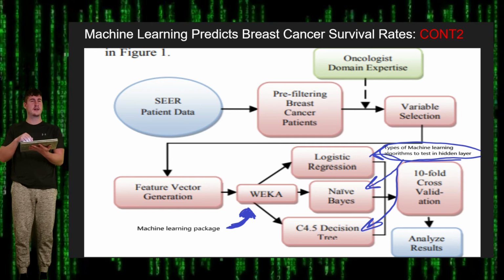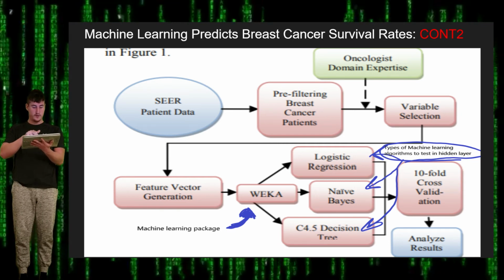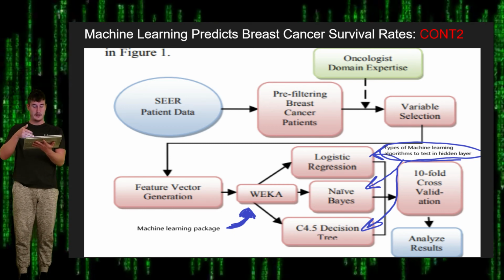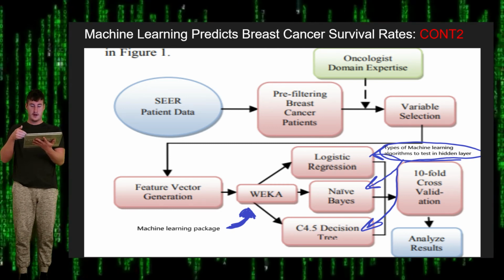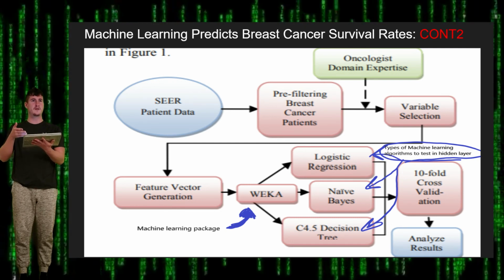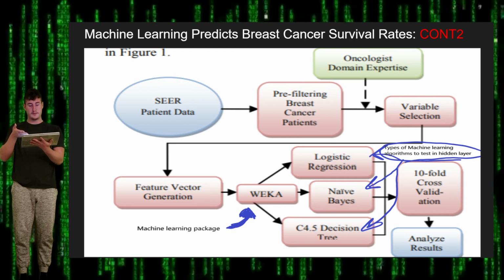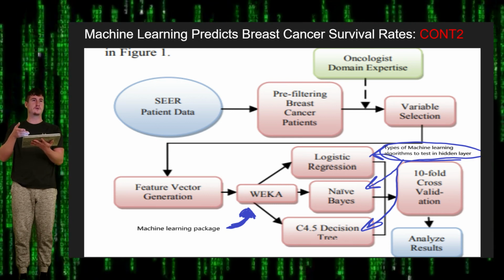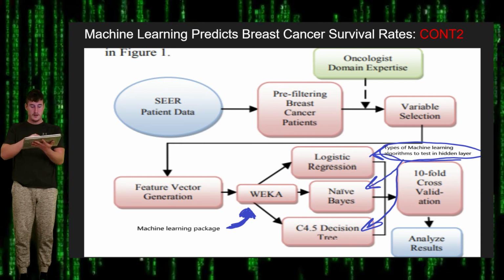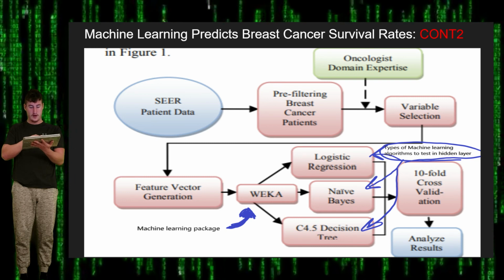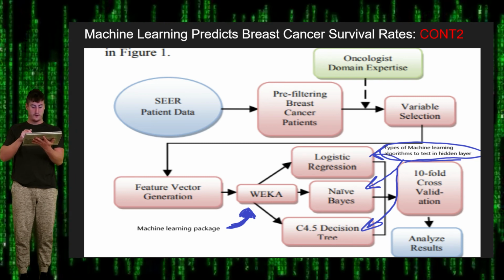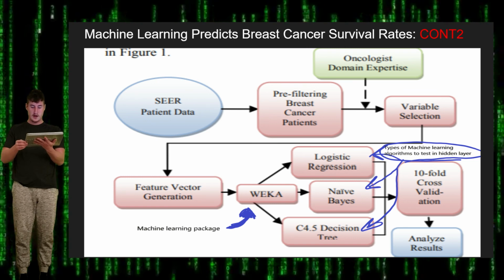Next, we have WEKA here, which is the name of the machine learning package. And this is what will be trained in the hidden layer with the different types of machine learning algorithms in order to see which one's the most accurate and which one will give us the most precise predictions. It's really just attempting to use 3 different models in order to see which one is the most accurate means of producing predictions. The machine learning package will be processed using logistic regression, naive Bayes, and C4.5 decision tree. All 3 of those will be used in the hidden layer.